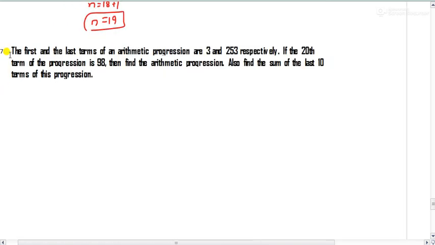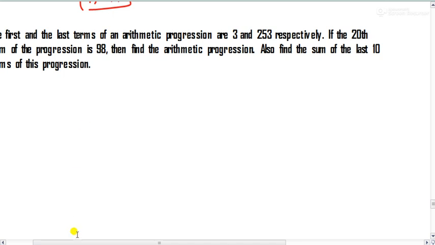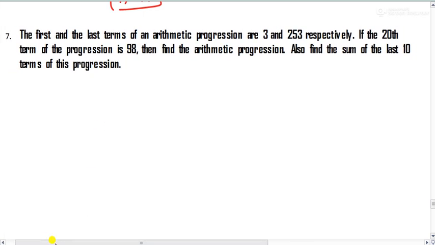Yeah. Now can you tell me the data of the seventh? If you know the data, it means you can solve the problems as well. Just tell me the data. Yeah, sure. You just read the question. Everyone try it. Write the data. Okay, so as per you, A is equal to 3. Good. Then, L is equal to 253. Fine. Then, A20 is 98.